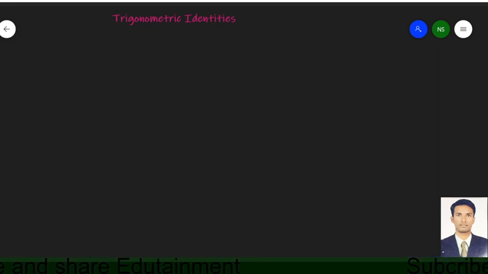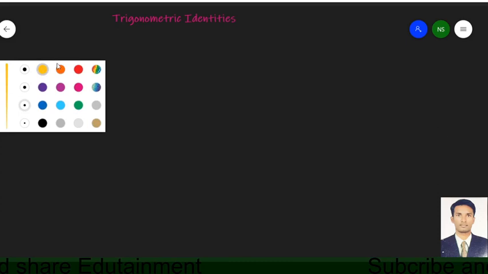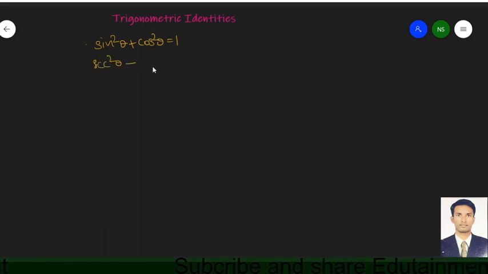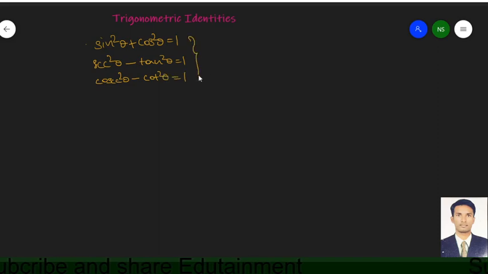Okay, so mainly about the three laws: sine square theta plus cos square theta equals 1, secant square theta minus tan square theta equals 1, cosecant square theta minus cot square theta equals 1. About these three laws we are going to discuss now, and how we can get these three laws I'm going to discuss in this lecture.